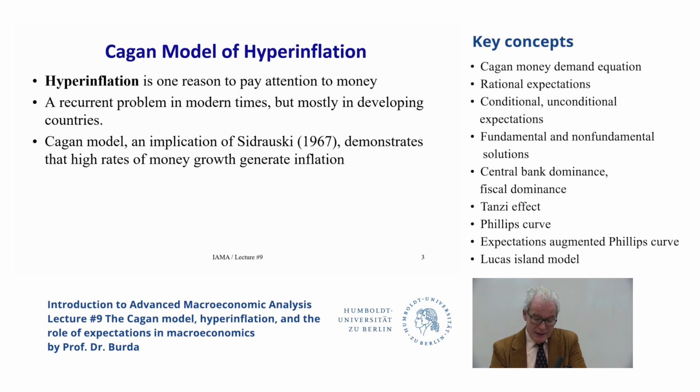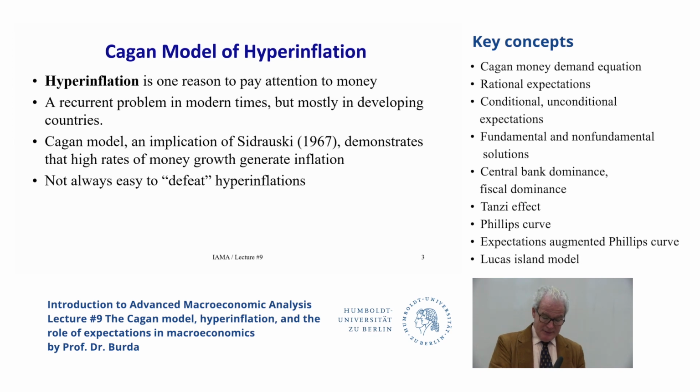For that reason, high rates of money growth that are anticipated in the future will show up in the present, because high rates of money growth in the future will be associated with high rates of inflation, and high rates of inflation in the future impact my demand for money today, and therefore the price level today. For this reason, it's not easy to defeat inflation, because you have to convince the economic agents that are holding the money to hold more of it.